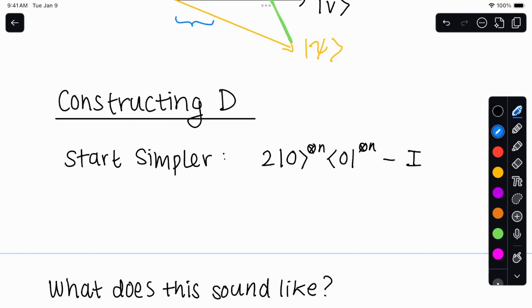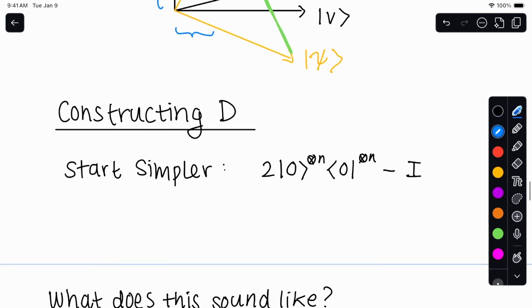Well, first we should start off a little simpler. So let's consider this instead, where instead of having S here, I've replaced it with the all zero state. And just remember that this is a shorthand notation, so 0 to the n is really just 0 tensor 0. Or you could also just write it as a bunch of zeros. It's the all zero state, basically.